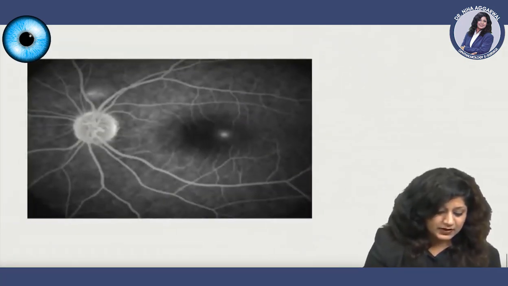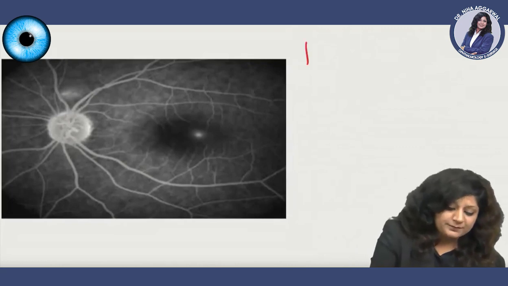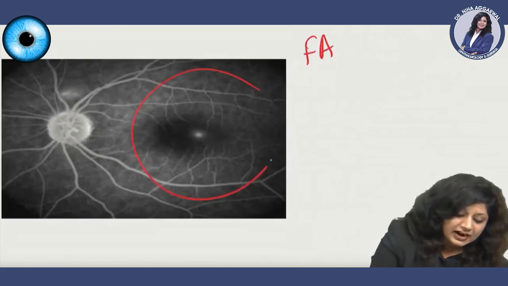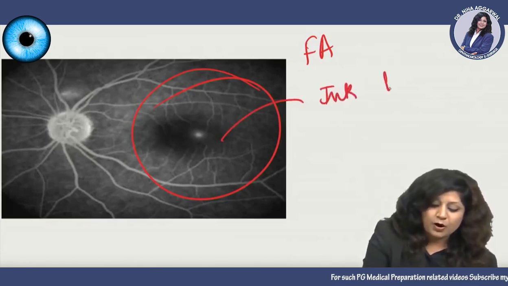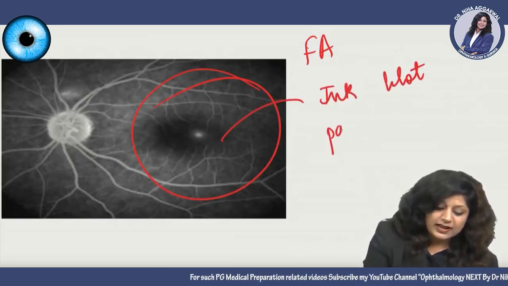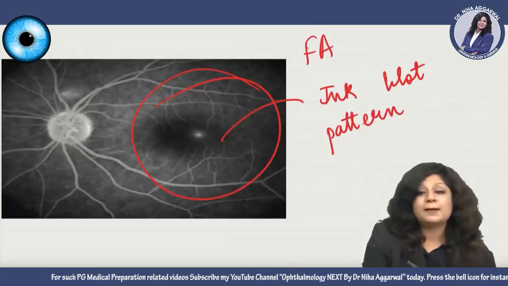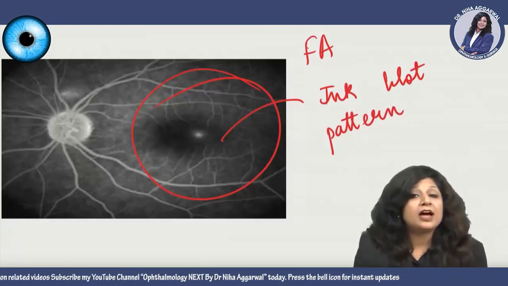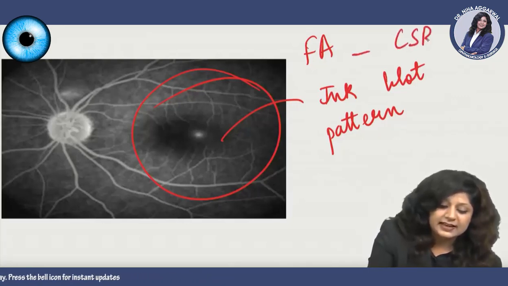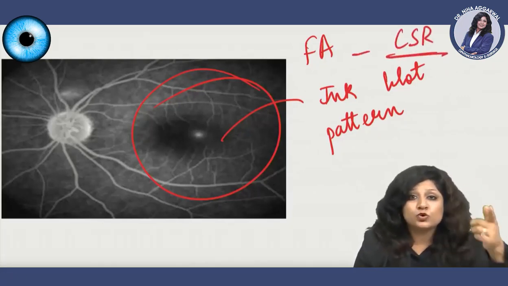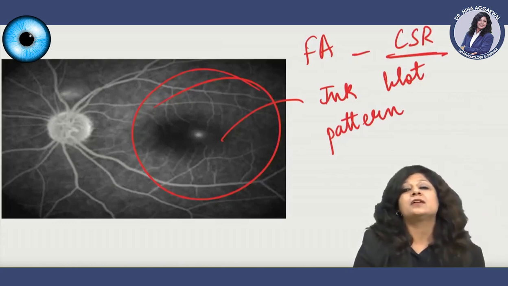Now, see this one. This is another FA. Now, this is showing a large blot. This is called the ink blot pattern. Now, this ink blot pattern is again found in CSR. It can be a mushroom pattern or it can be an ink blot pattern.